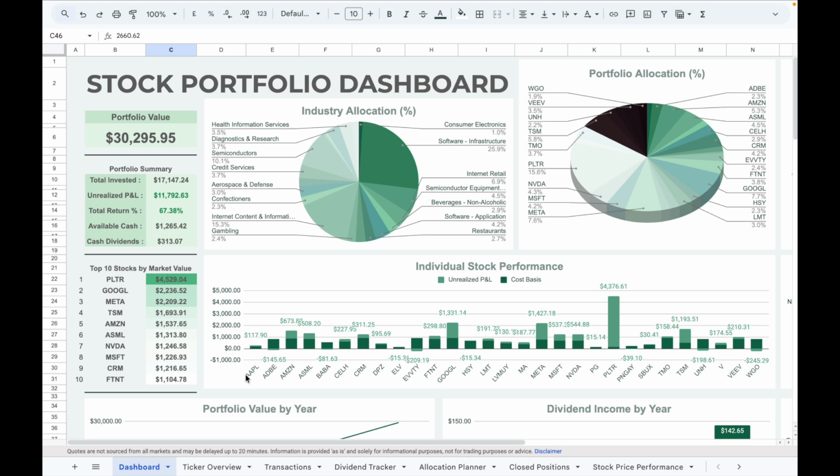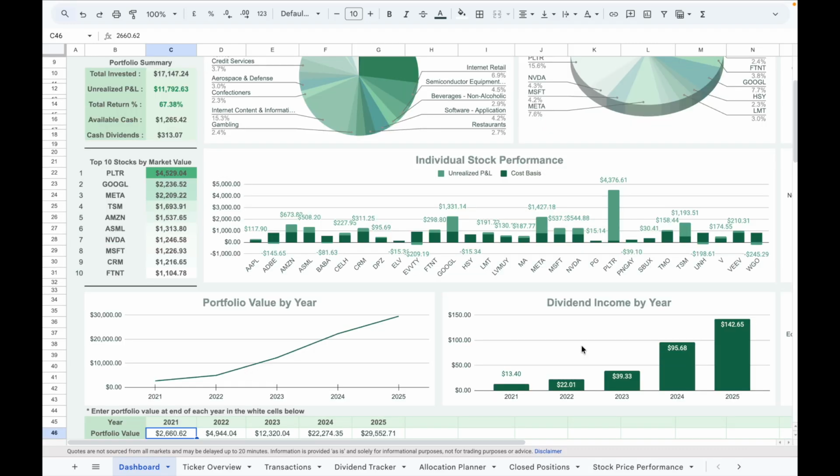So that's how I use this portfolio tracker to manage my stock investment. It's especially useful for long-term investors who want to monitor portfolio allocation, track individual stock performance, and keep records of dividend income. Thanks for watching until the end.